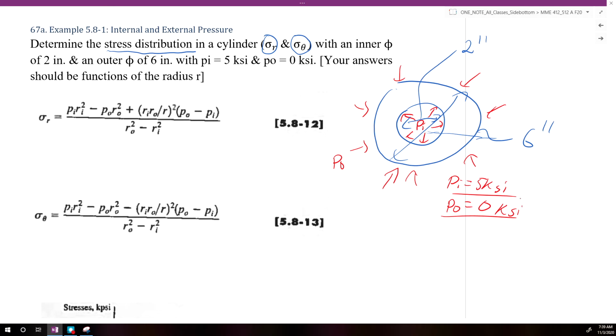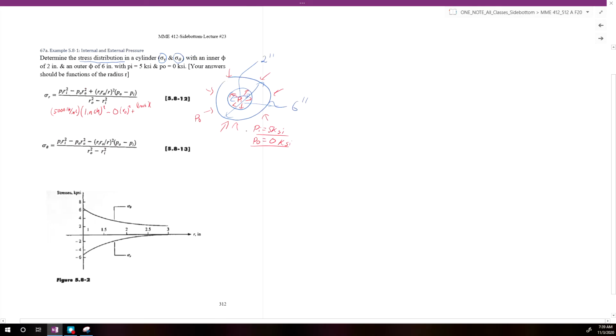Okay, so if we do that, we plug in all of our values here for sigma r. We'll end up getting 5,000 pounds per inch squared times the internal radius, which would just be 1 inch squared, minus our external pressure, which is 0, times our outer radius squared, plus the ratio of our inner and outer radius, which would be 1 inch times our outer radius would be 3 inches.